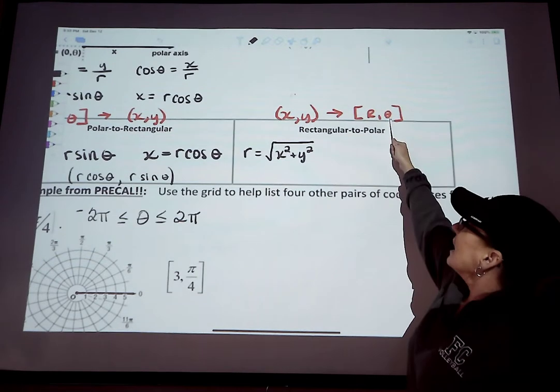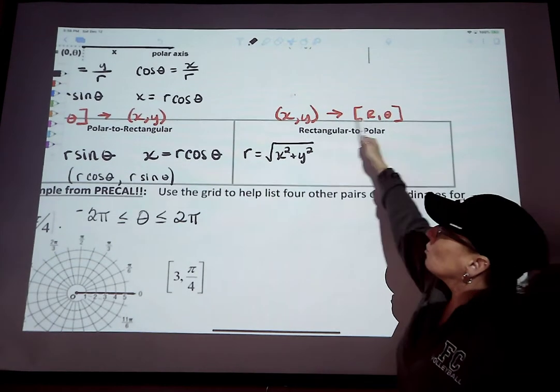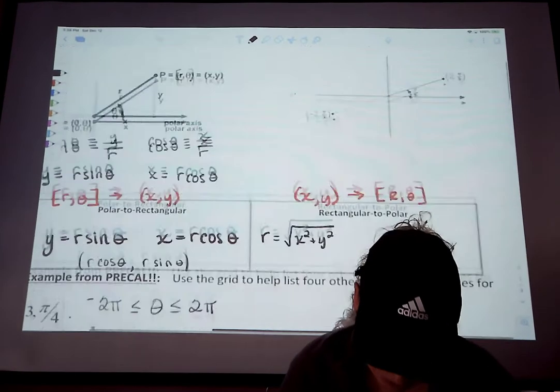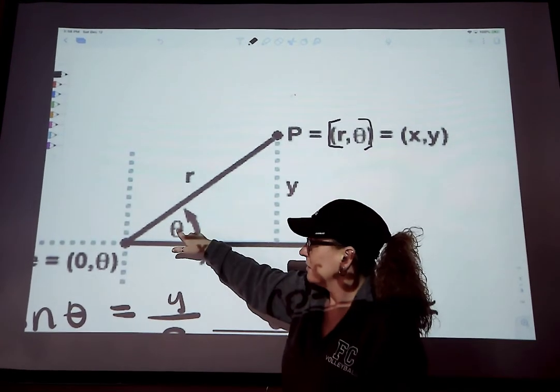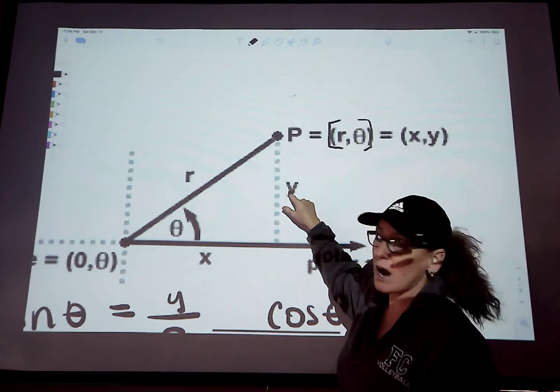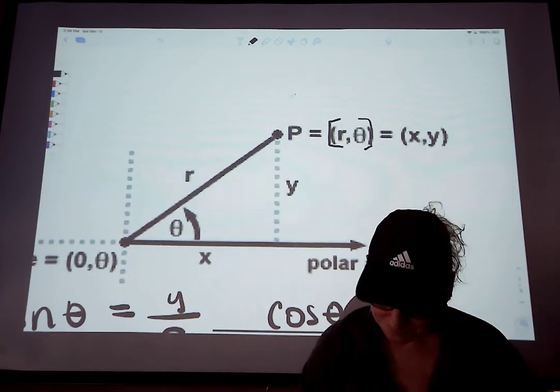And then how do you get the theta when you've got the x and the y? Come back up here to the picture. How do you get your theta when you've got your x and your y? You're going to do tangent.